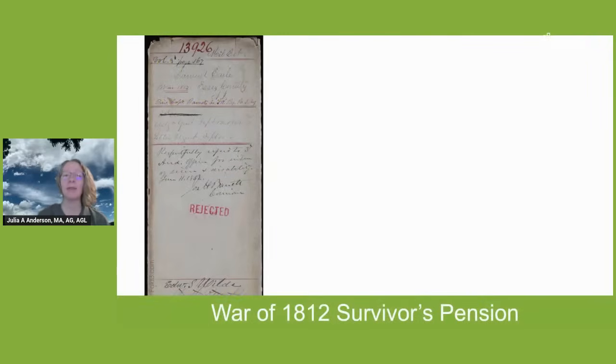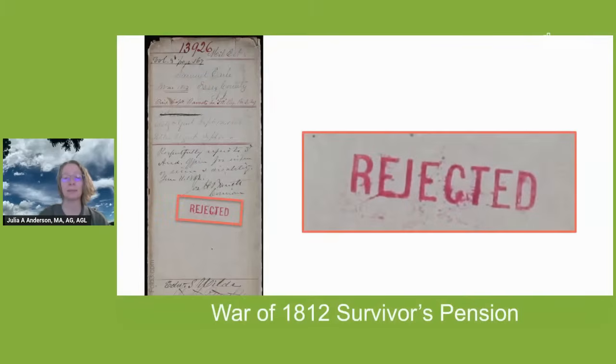This is the outer envelope for a War of 1812 pension file. You can see at the bottom in red ink that this application was rejected. That does not mean that the file won't help you, though.